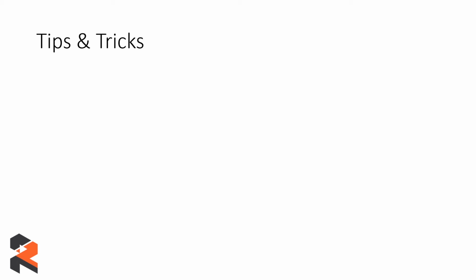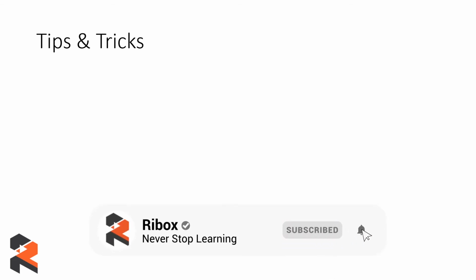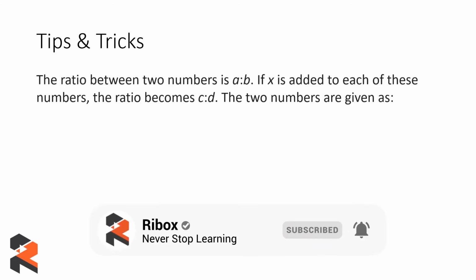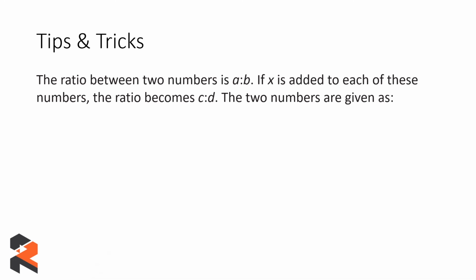Now let's look at some tips and tricks, and this is one of the tips and tricks which is very basic and you should know this one at least because there are many different types of questions which you can solve using these kinds of tips and tricks. So what it is: the ratio between two numbers is a and b, which is given to you. If x is added to each of these numbers, then the ratio becomes c is to d. Then what are the given two numbers? This is the question. You have to find the given two numbers, and a current ratio is given to you. You have to find the second ratio which is demanded, which is obtained by adding the number x to it. So how can you find it?